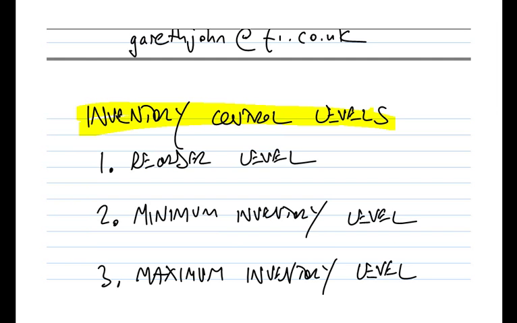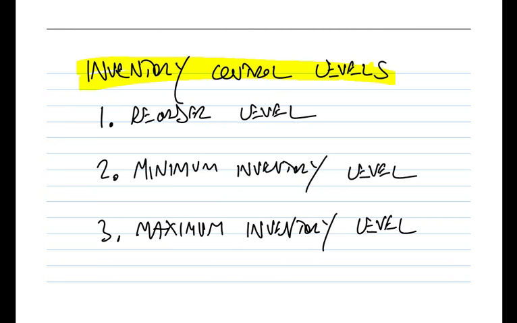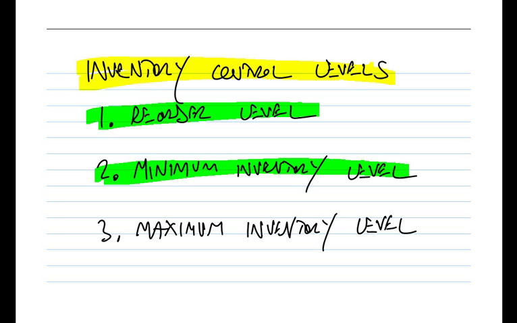I'm going to talk a little bit about one aspect of the costs and revenues syllabus, looking at inventory control levels. You may be asked to calculate 3 inventory control levels in the assessment. Those 3 inventory control levels would be the reorder level, the minimum inventory level, and the maximum inventory level. Now let's just think briefly about each of those 3.